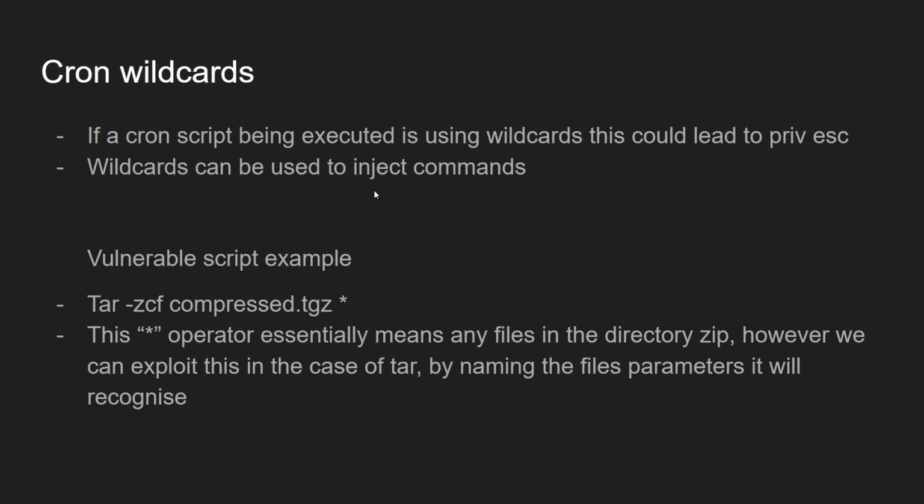Typically there's a few different wildcards, brackets or braces, operators such as less than or more than, and the asterisk, things like that. They'll be used in a lot of command injection things. In our case, the wildcard just means that any command can come after it. So in the tar here, this means that any other flag present in the tar utility we can use. So essentially it means any files in the directory zip. However, we can exploit this in the case of tar by naming the files after parameters it will recognise. I'll explain that now.